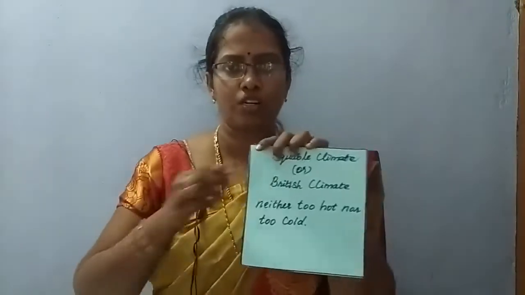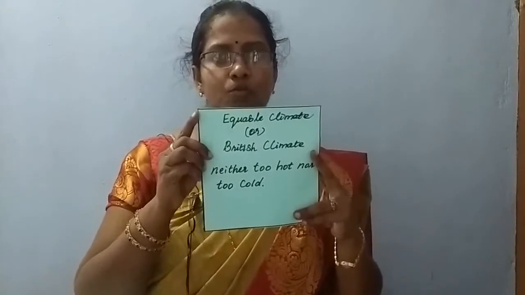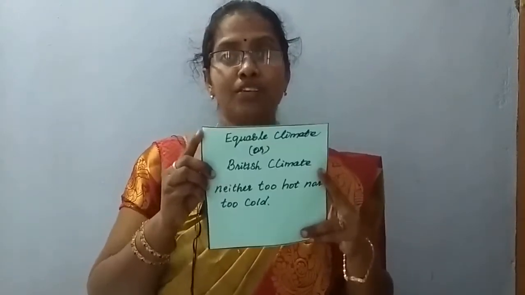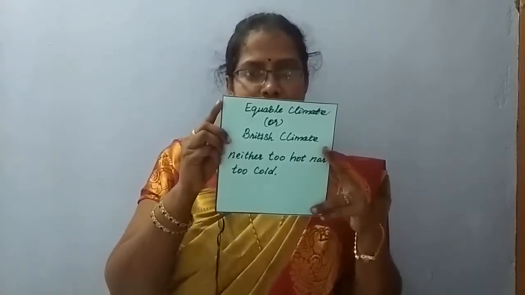The next one, what is given in your book, one column is there. Equable climate. What is meant by equable climate? There is one box, you can check it, children. Equable climate is otherwise called British climate.